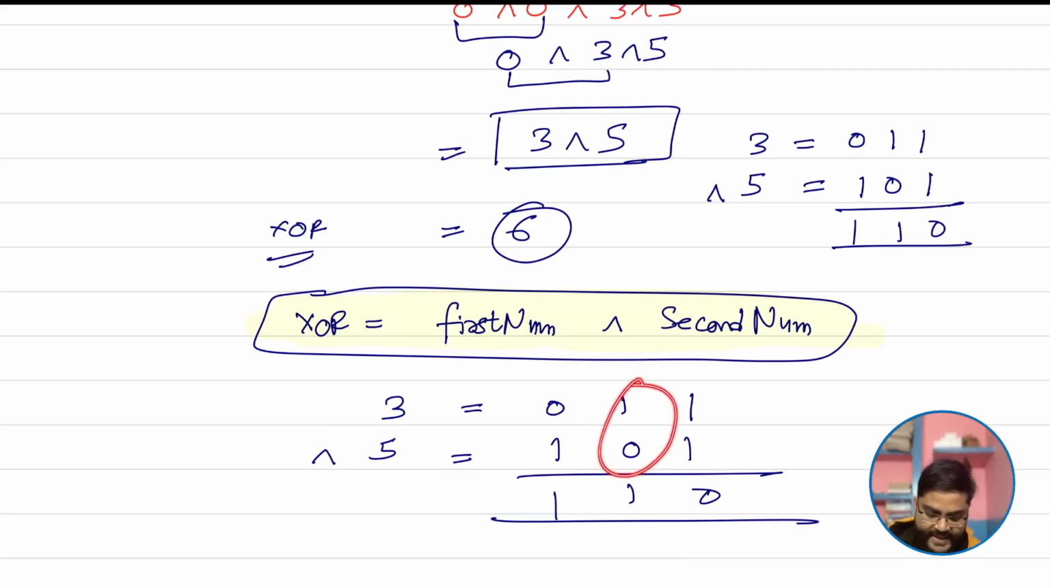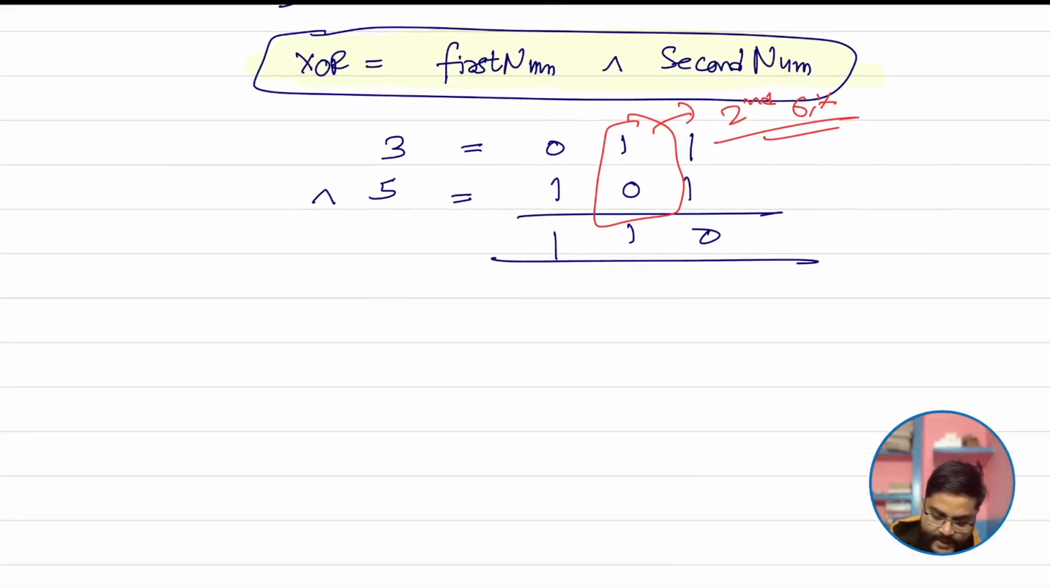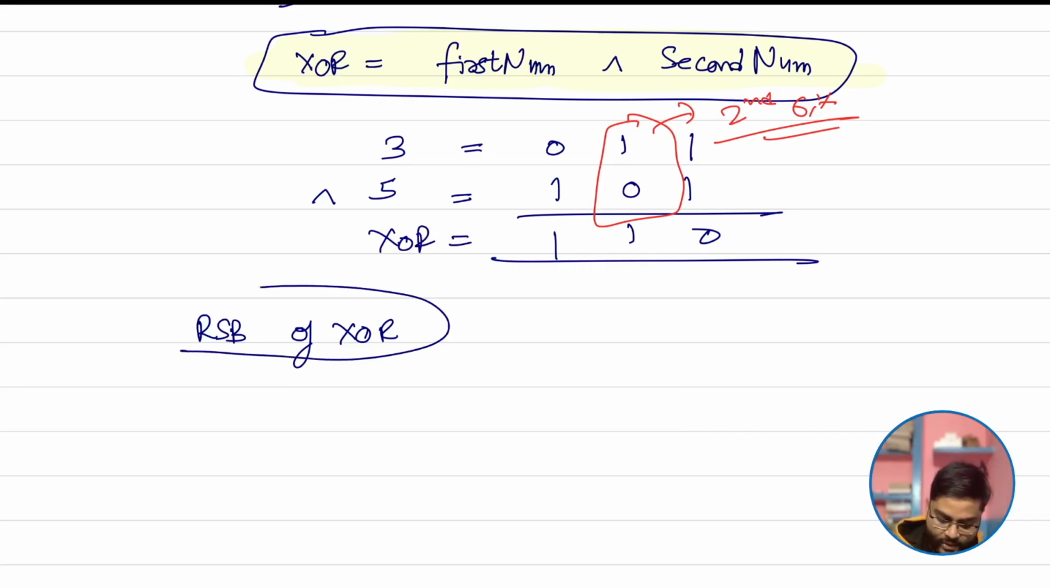So if I take this second bit as a reference to differentiate between 3 and 5, what can I do? I can take the rightmost set bit of my XOR, to differentiate between the two non-repeating numbers.